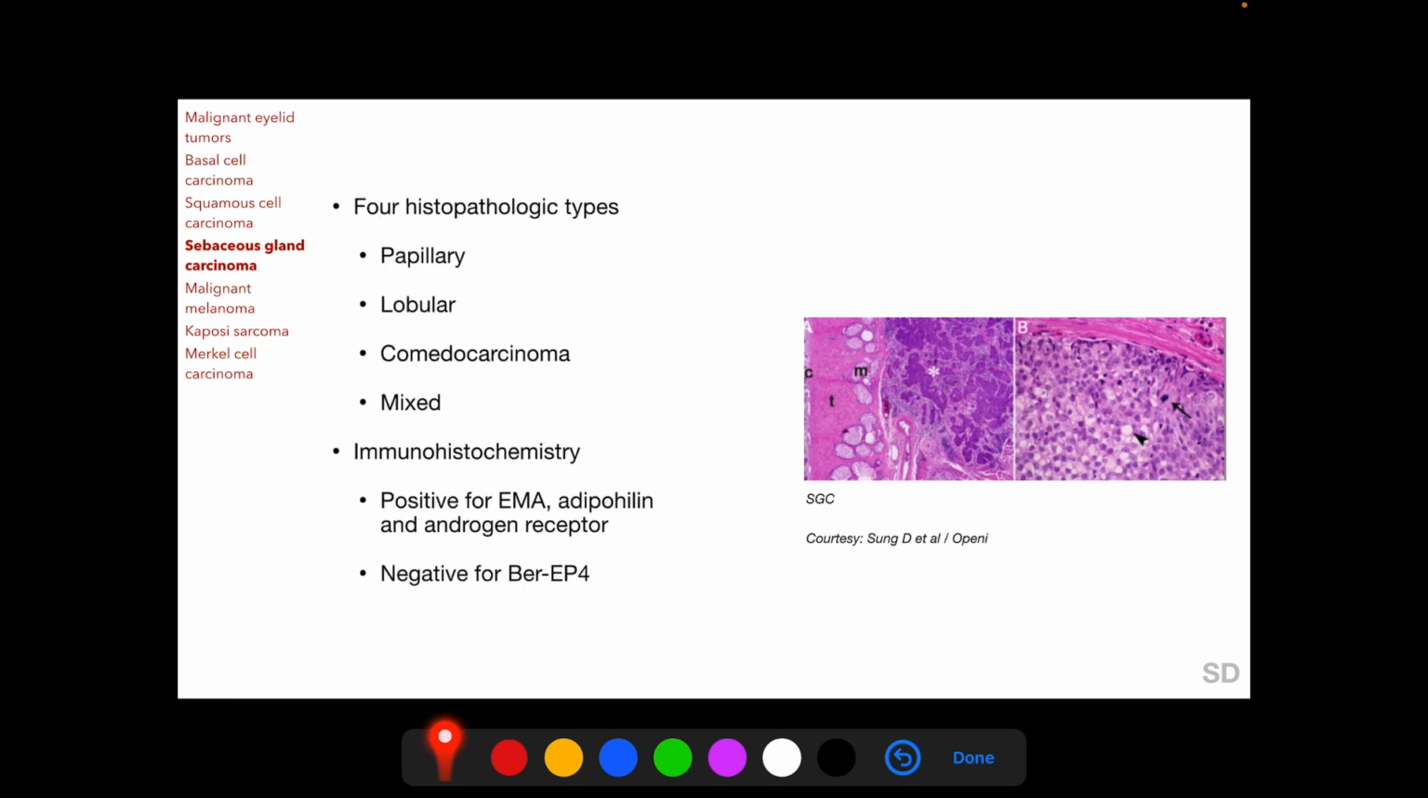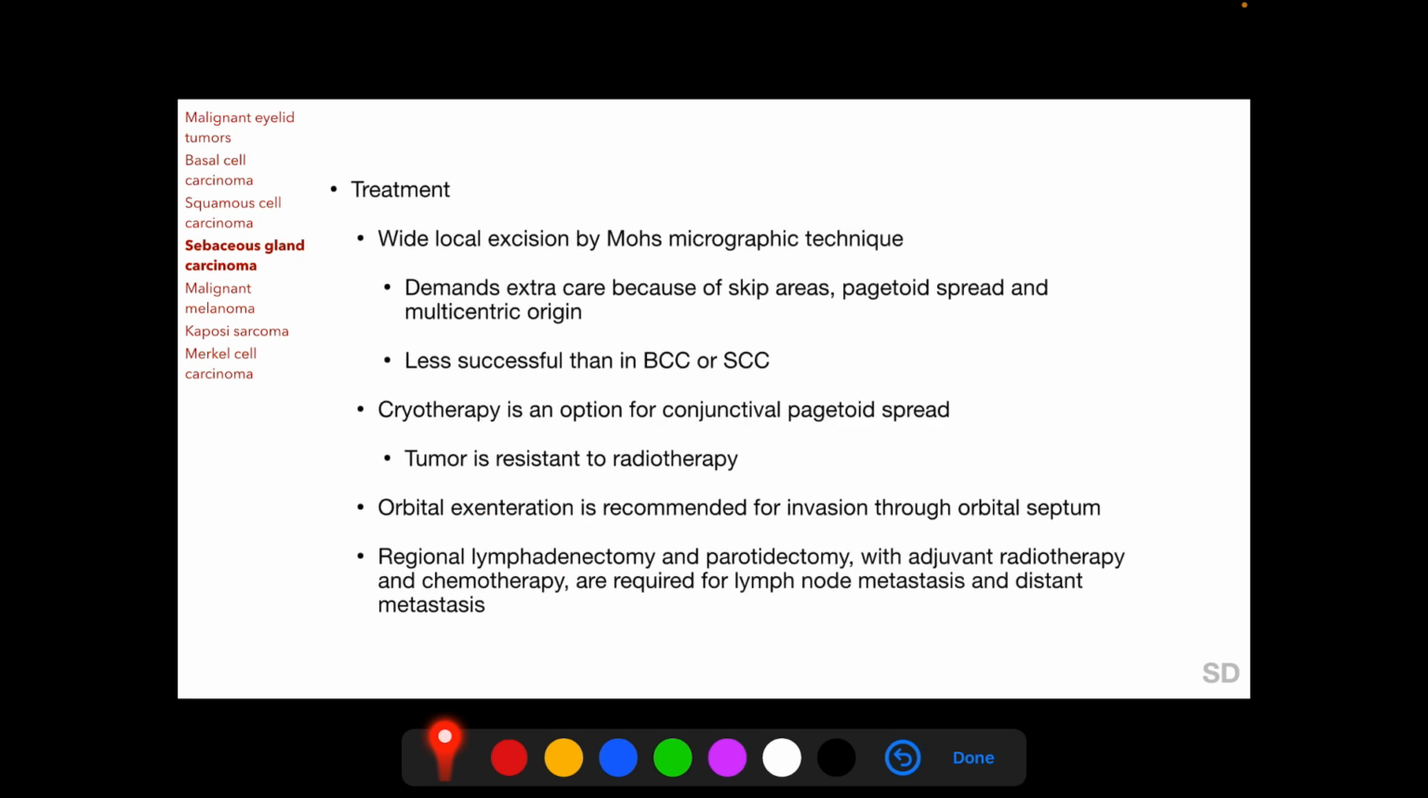Four histopathologic types of sebaceous gland carcinoma have been described, and on immunohistochemistry, sebaceous gland carcinomas are positive for epithelial membrane antigen, adipophilin and androgen receptors, but are negative for BER-EP4. Sebaceous gland carcinoma demands wide local excision by Mohs micrographic technique, and it demands extra care because of skip areas, pagetoid spread and multicentric origin of the tumor.